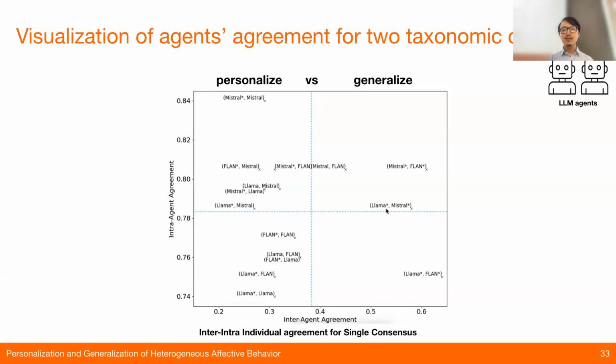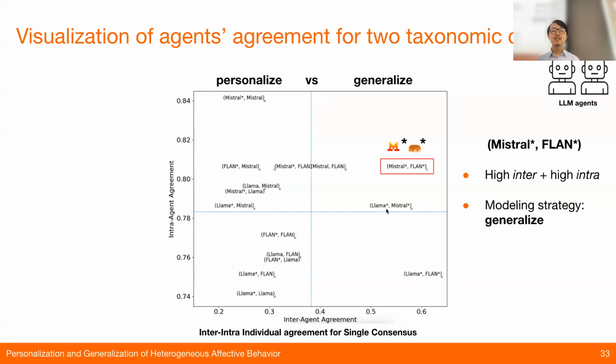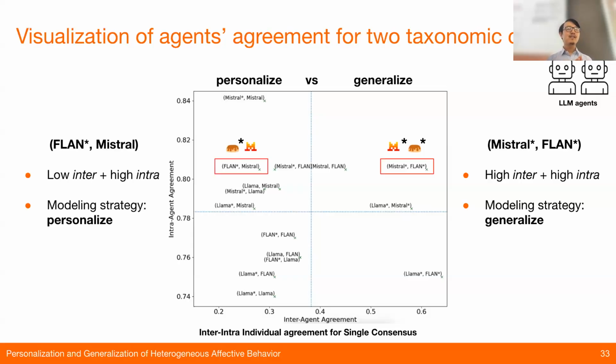So let's look into two examples. First is the case of fine-tuned Mistral and fine-tuned Flan. Here we can see they lie in the region of high inter and high intra. For this kind of example, we propose more of a generalization-based approach. The next one is fine-tuned Flan and the base, or un-fine-tuned, Mistral. In this case, it is a case of low inter and high intra agreement. And for this kind of case, we propose personalization based on the taxonomy.